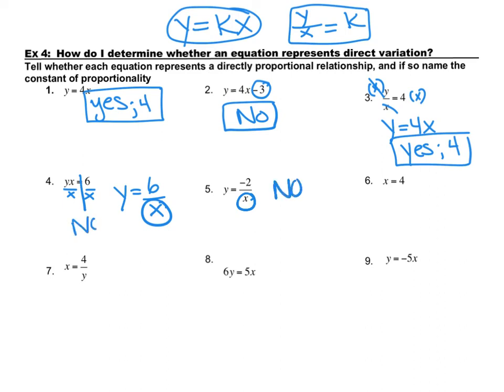All right, x is equal to 4. Well, can I put that in the form of y is equal to kx? No. In fact, if I were to graph this one, in every case x is 4, this would be going straight up and down, and that's going to be undefined. This is not a direct variation. It's not going to go through the origin.